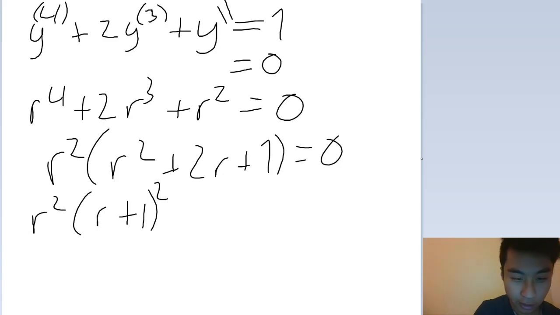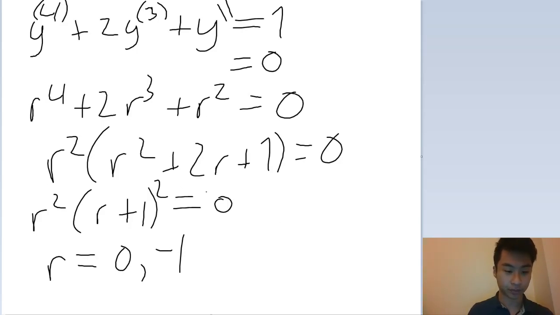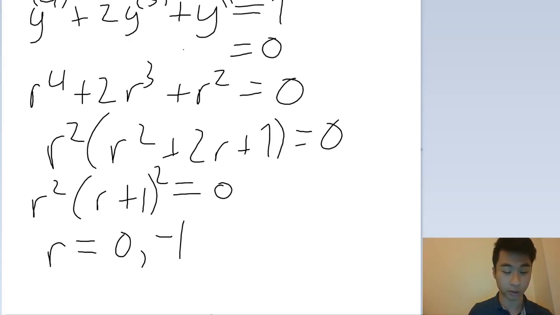And from there, we could factor out an r squared. So we get r squared times r squared plus 2r plus 1 equals 0. And now that we have that, we could solve for r. Let's factor out this quadratic again. So we get r squared times r plus 1 squared. Is that right? Yeah, I think that's correct.